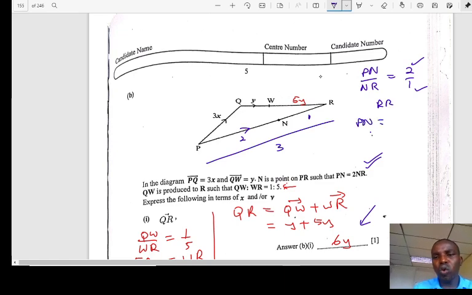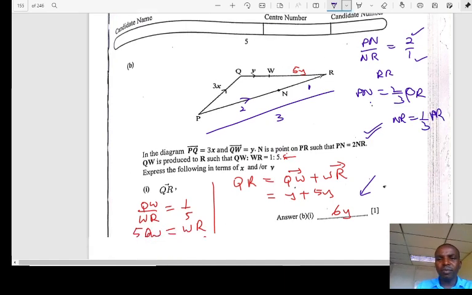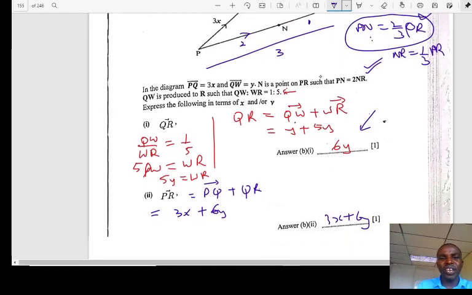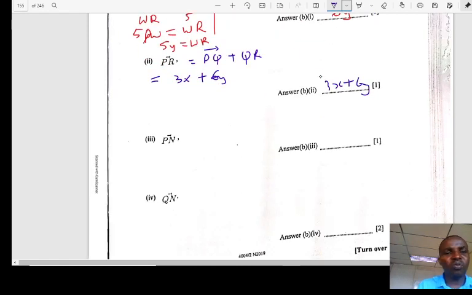Pn is 2 over 3 of the whole line, which is PR. Then the same applies to Nr. Nr is 1/3 of PR. That's what you have to know. Then in this case, what you want is Pn. So Pn, as I've illustrated here, is 2/3 of PR.